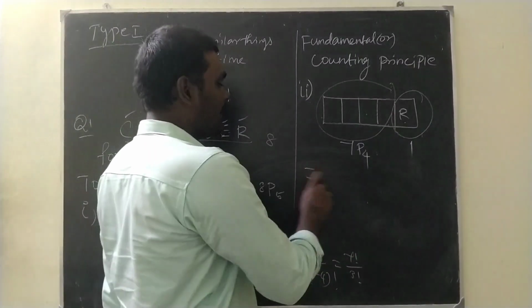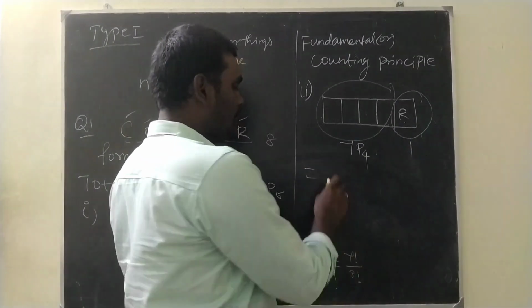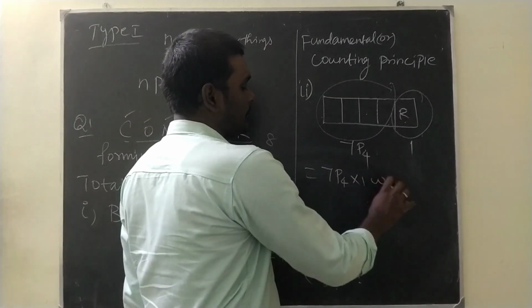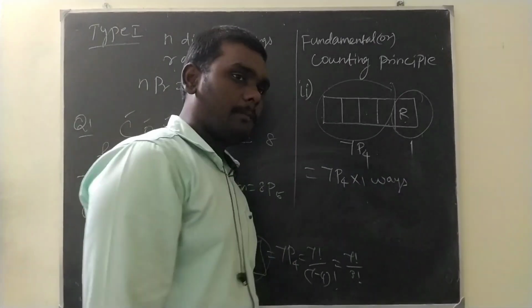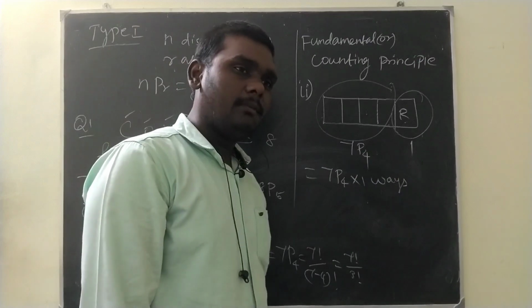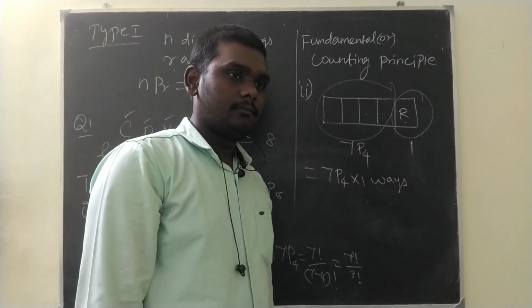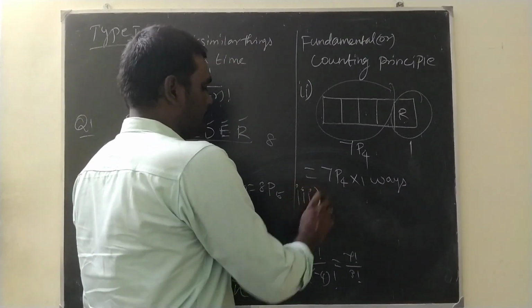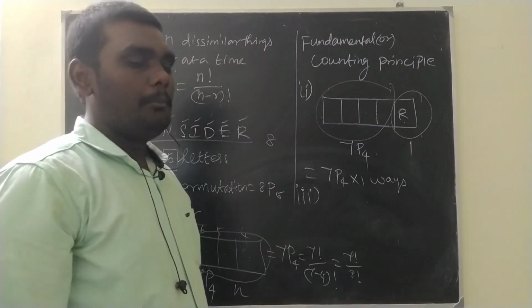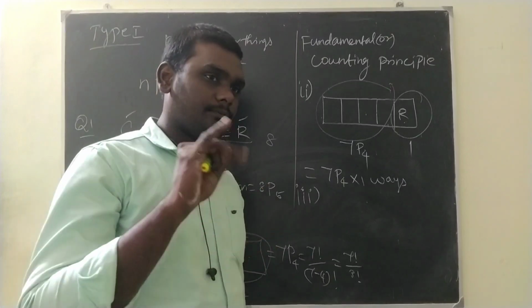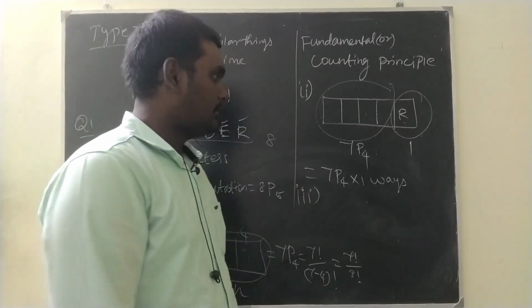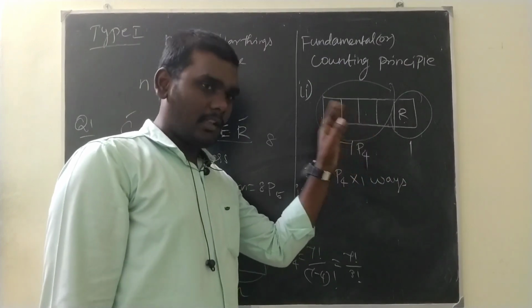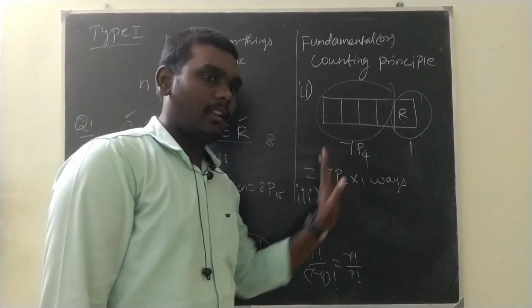So this can be done in m ways, this can be done in n ways. Both can be done in succession, one after another. Can be done in how many ways? 7P4 into 1 ways. Okay, understood the counting principle? Then see the third subdivision. Begin with C and end with R. You understood this procedure, right? How it works? That is what the counting principle says.